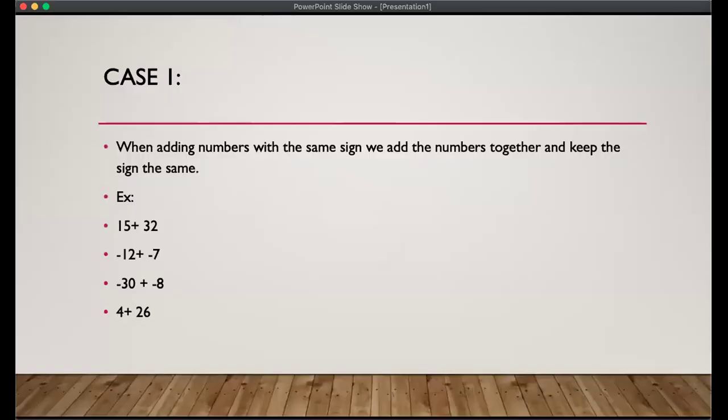Okay, so that's case one. Add the numbers with the same sign. We add the numbers together and then keep the sign the same. So here we did 15 plus 32. Here we did 12 plus 7, and we kept the negative. 30 plus 8 is 38, and we kept the negative. 4 plus 26 is 30 as well. Well, a lot of 30s today. And we keep the sign.